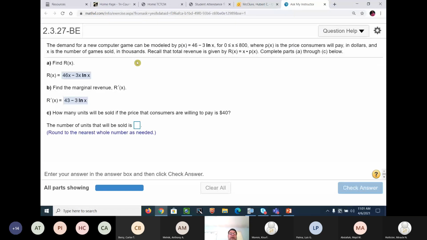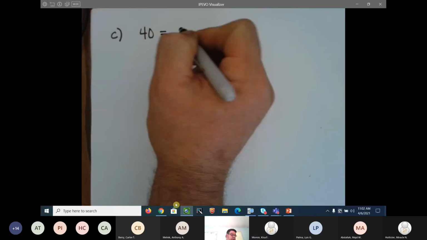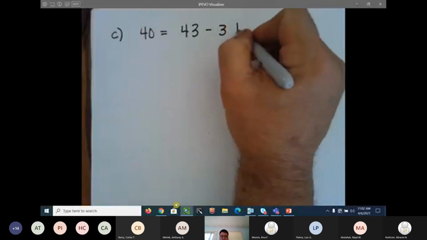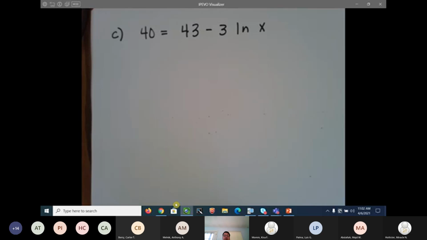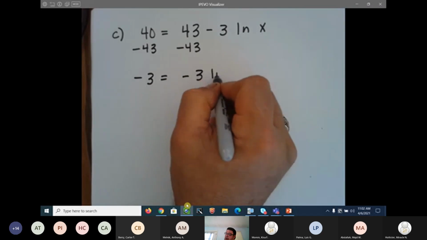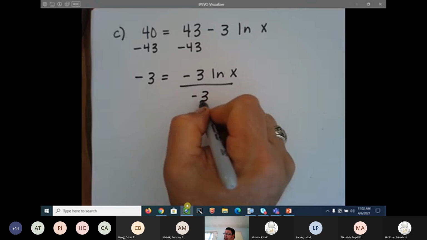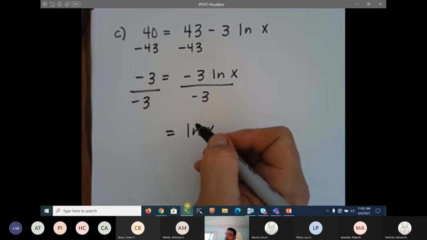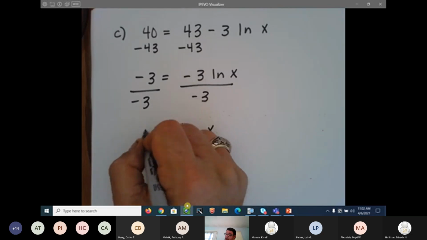How many units will be sold if the price that consumers are willing to pay is $40? Well, C, 40 is equal to 43 minus 3 natural log of x. And solve for x, because they're asking how many. So minus 43 minus 43, negative 3 is equal to negative 3 natural log of x. Divide by negative 3. Natural log of x is equal to positive 1.